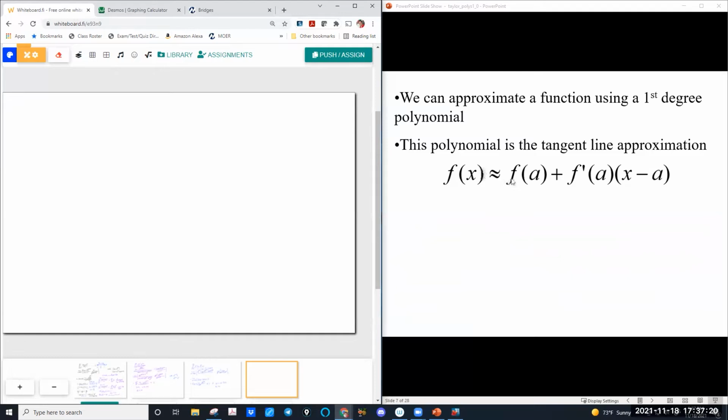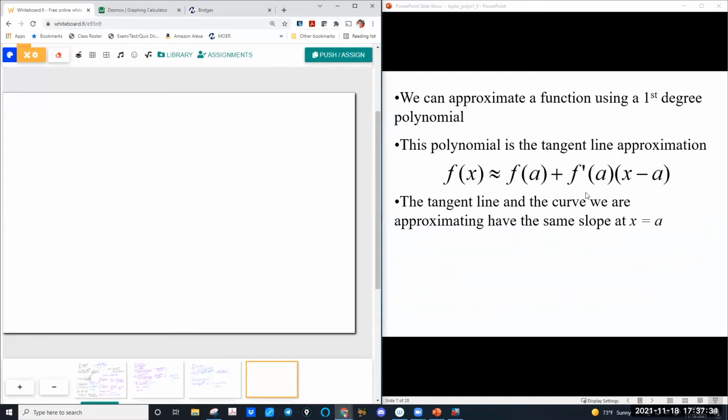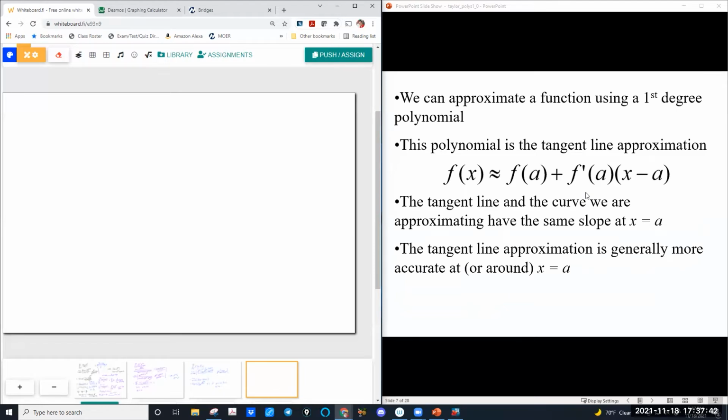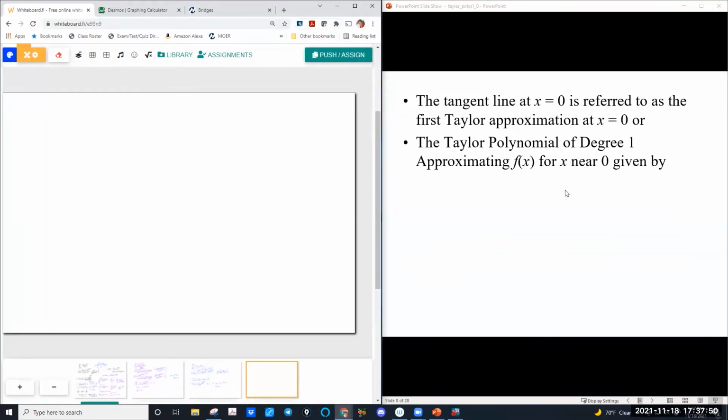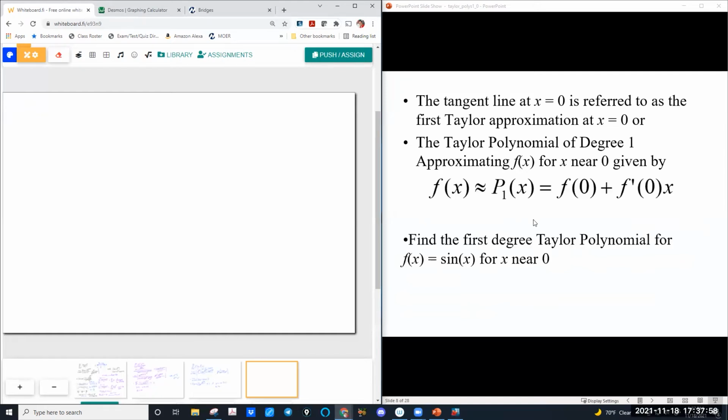What this does is it forces us to match the function value and the slope at a. That helps us make this approximation. So what we're going to do is we'll do an example and see how building this up helps us. So we're going to do it at 0 for right now, but we can do this at any point depending on where we want it centered. So let's talk about doing sine near 0.